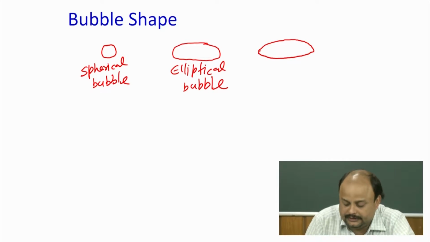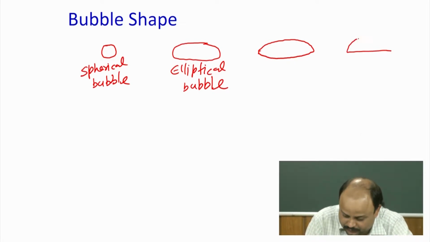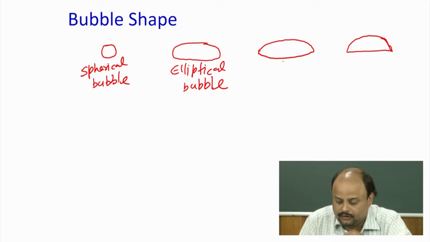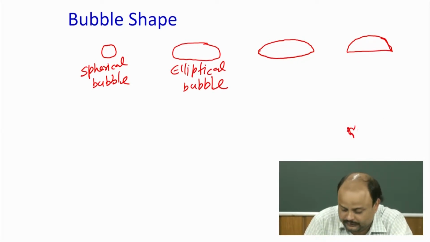And if you further increase the velocity, then you will get the spherical cap bubble. It means the bottom will get flattened, the bottom will go up, and the top becomes more and more spherical. You will see this kind of a shape. Now these bubbles will start wobbling. If you keep on increasing it, you will get the spherical cap bubble. So this is called a spherical cap bubble.